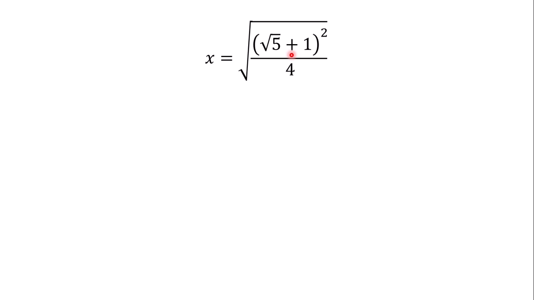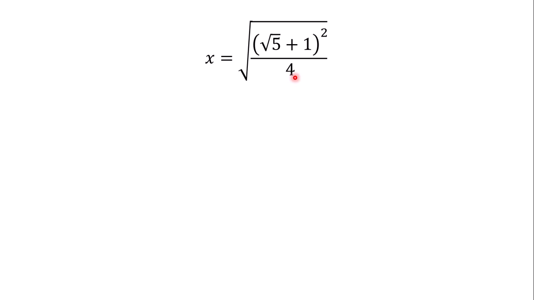Okay. So here, x is equal to the square root of root 5 plus 1 all squared, divided by 4. You see, the rationalization has helped eliminate the root, or the radical, from the denominator's position. So anytime you have it like that and you want to rationalize it, that is how we go about it.